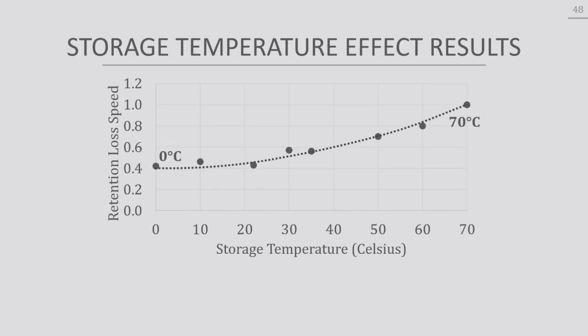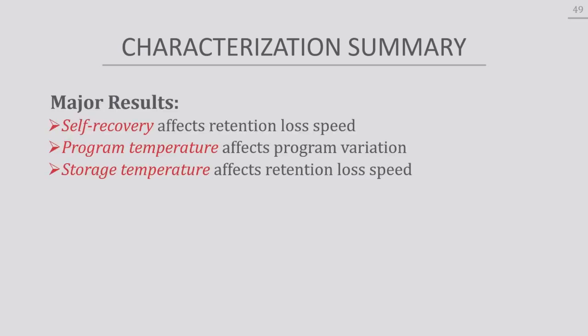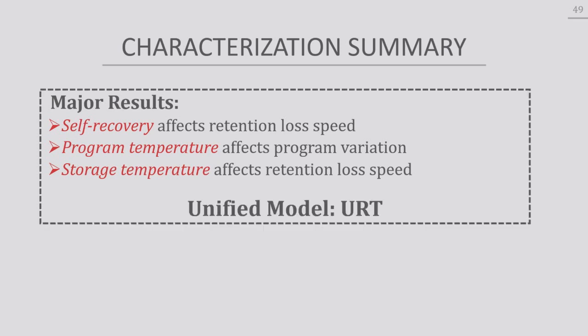And then the third result is for the storage temperature effect. The x-axis is the storage temperature, the y-axis is retention loss speed. And this result shows that lowering the storage temperature from 70 degrees Celsius to 0 slows down retention loss speed by 58%, which is also a huge amount. So as a summary, we have shown that these three effects change flash reliability in many different ways. So next, we are going to propose a unified model of all of these effects called URT.